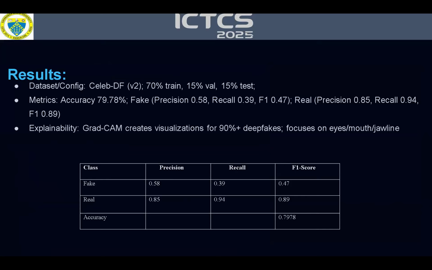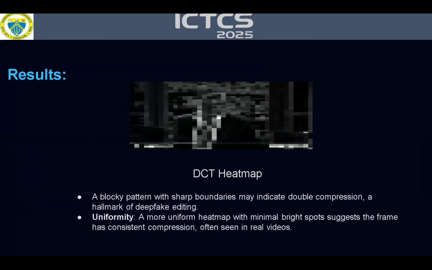Yes. The results. We also visualize compression artifacts using density heat maps. As you can see, fake frames often show blocky patterns with sharp boundaries, a hallmark of double compression. In contrast, real videos typically display smoother patterns, indicating consistent single compression.